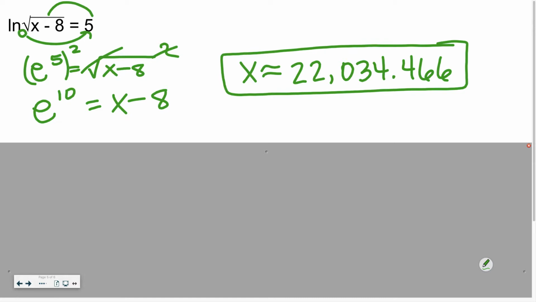Okay? Questions on any of those steps before we do our last one? So when I put e to the 10th, I got 22026. But then we have to add the 8 over to solve for x. Will that help your number? Yeah. Okay. All right, so let's work on our last one.